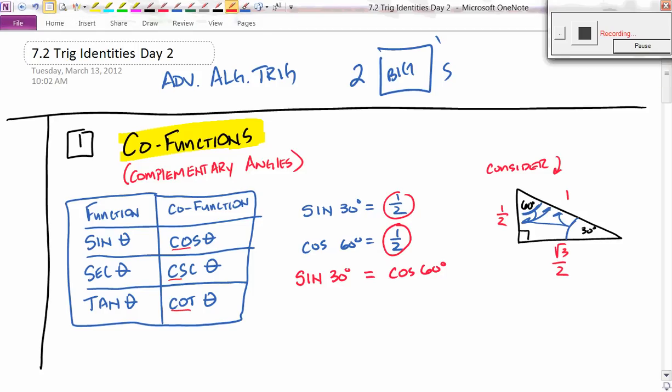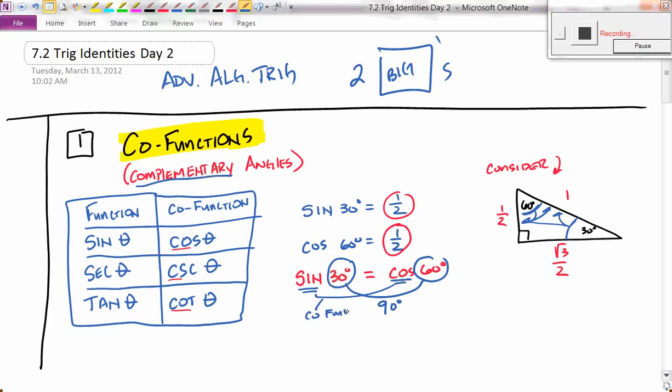So this is not some coincidence, right? But I do want to point out one thing to you. Notice that 30 and 60 together add up to 90 degrees, known as a complementary angle. And the thing that we want to talk about here is that sine and cosine are what's known as cofunctions. You might ask, what does cofunction mean? Well, a cofunction just means complement to the function.